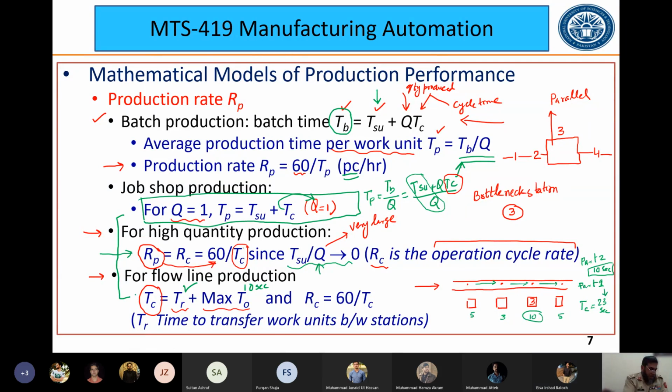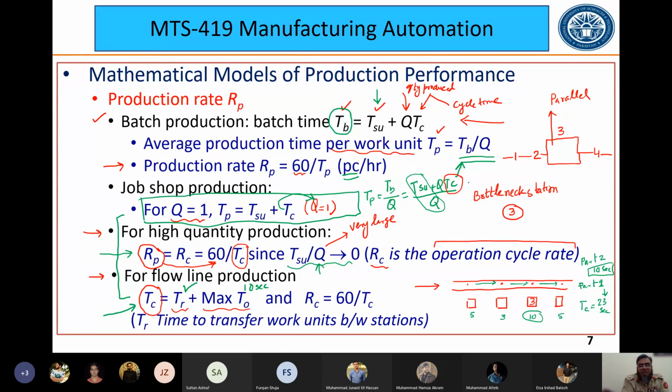Okay, that's great. Now come over to the flow line production. So ये भी मैं आपको explain करता हूँ. Let's see. Flow line production में क्या है? TR एक term मैं यहाँ पे introduce कर रहा हूँ. TR is the time to transfer the work unit between stations. Plus max TO. और ये मैक्स TO कौन सा होगा?